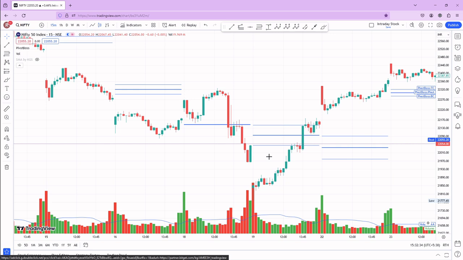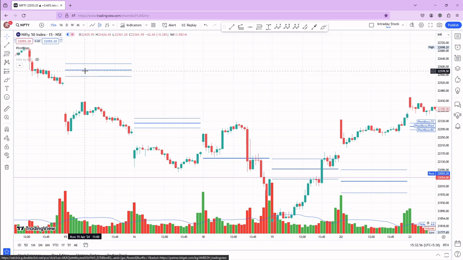What is that you are using? You have not told me. Okay, I am concentrating only on CPR. The concept here is called virgin CPR. Is this called virgin CPR? No, because this candle touched the CPR, so that is called normal CPR, or no name for this CPR. This is called virgin CPR.